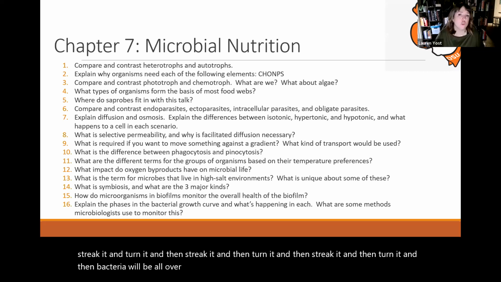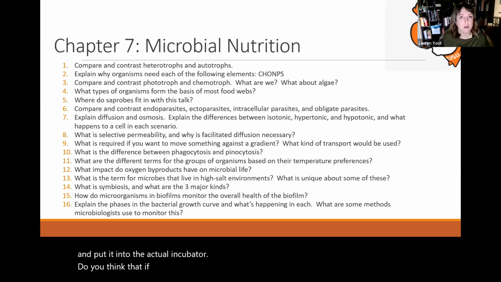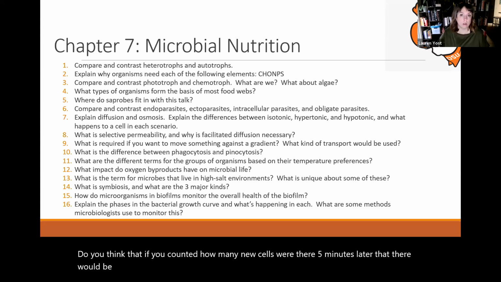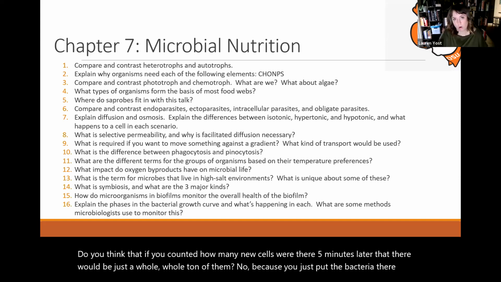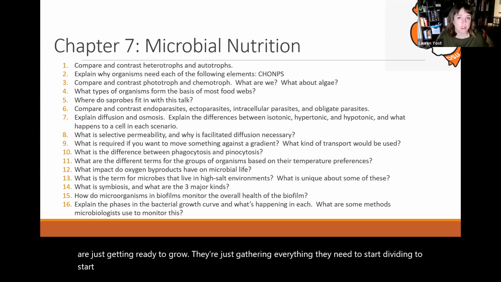But when you were streaking it and you put it into the actual incubator, do you think that if you counted how many new cells were there 5 minutes later, there would be a whole ton of them? No, because you just put the bacteria there. They're just getting ready to grow. They're gathering everything they need to start dividing, to start replicating their genomes in order to create new cells. That takes a little bit of time. So that's the lag phase.